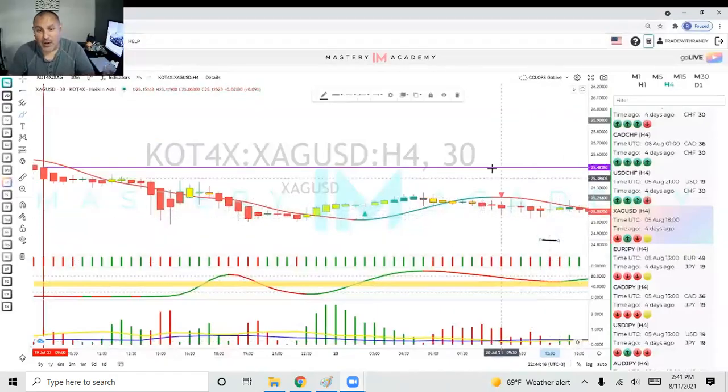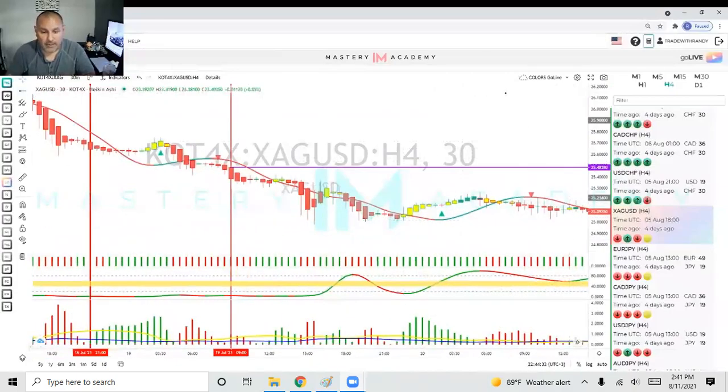But you see how now we have colors that have changed. These candles have gone to a different color. You see that this went solid red, now they're green and yellow. So what does that mean? What does that mean in trading the triangle?